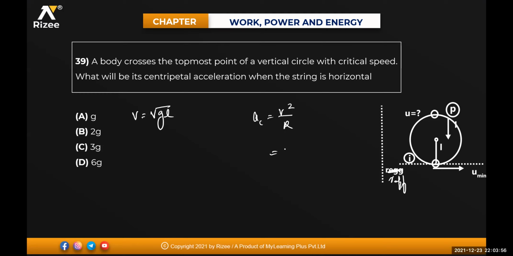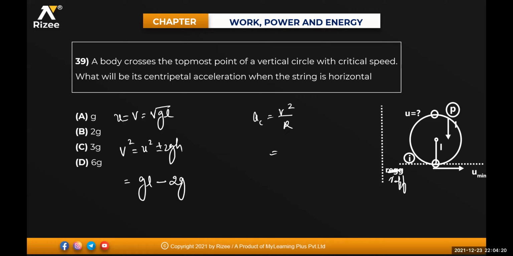What will be the velocity, beta? V square will be equal to how much? Initial velocity is under root of gL. I can use the relation V square is equal to u square minus 2g into h. Initial velocity is nothing but the initial velocity at the highest position, so that will be equal to gL. The body is going from the lowest position, so it will be minus 2g into h.